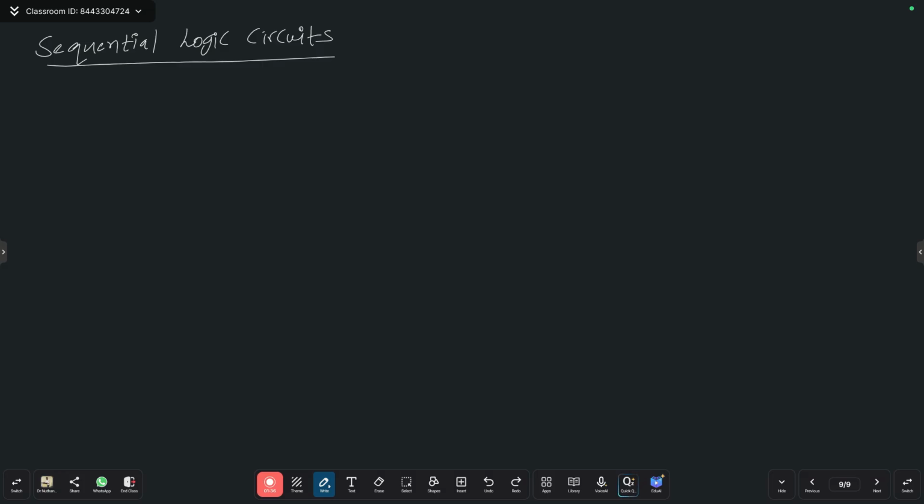So the sequential logic circuit has memory. That memory contains previous inputs also, because to know the current state, we are going to think about the next state, but current state and input. So this is a sequential logic circuit implementation.